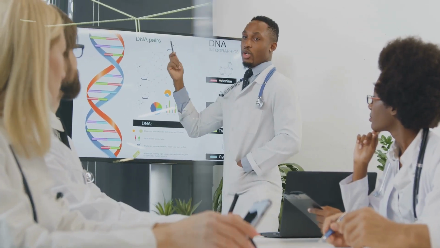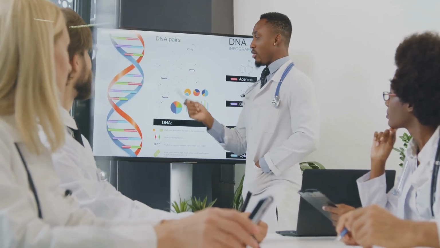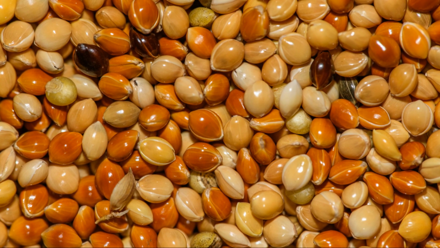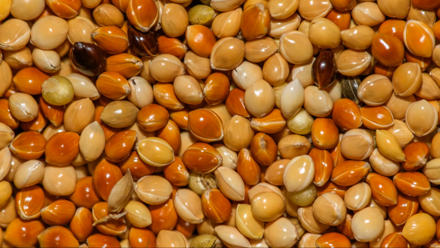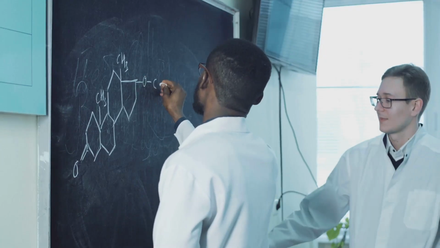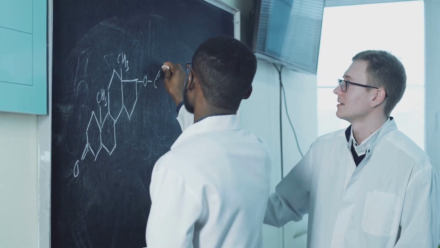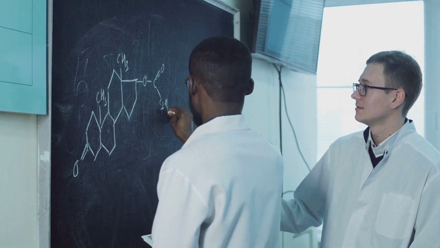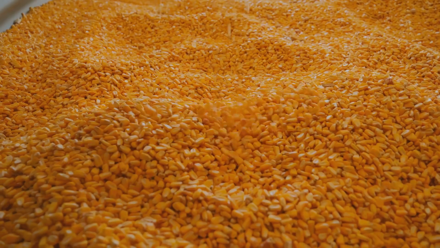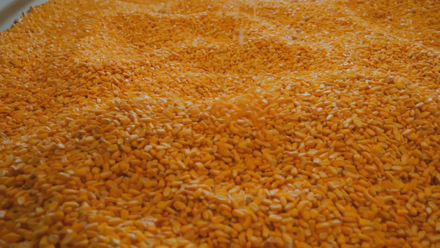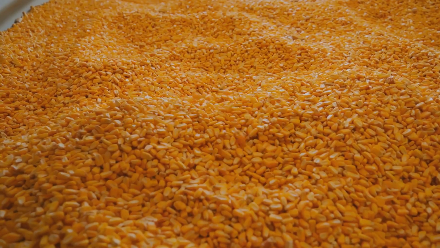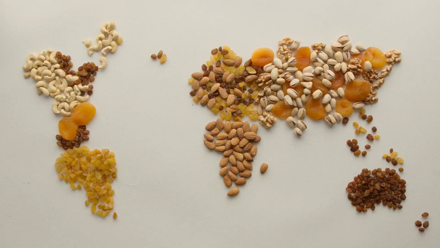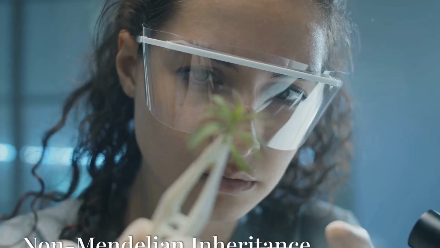A dihybrid cross, on the other hand, examines two traits simultaneously. For instance, consider seed shape, round R or wrinkled r, and seed color, yellow Y or green y. If two heterozygous plants, RrYy, are crossed, a Punnett square with 16 squares is used to predict the offspring's genotypes and phenotypes. The results show a 9:3:3:1 phenotype ratio, 9 with round yellow seeds, 3 with round green seeds, 3 with wrinkled yellow seeds, and 1 with wrinkled green seeds.